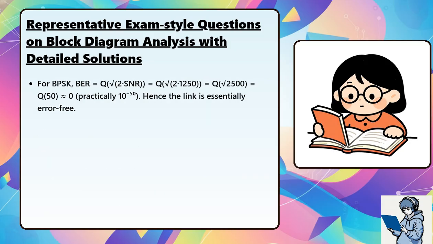For binary phase shift keying, bit error rate equals Q of the square root of 2 times signal-to-noise ratio, which becomes Q of the square root of 2 times 1250, equal to Q of the square root of 2500, which is Q of 50, approximately 0, practically 10 to the minus 50. Hence the link is essentially error-free.